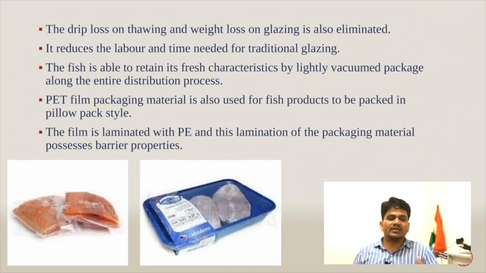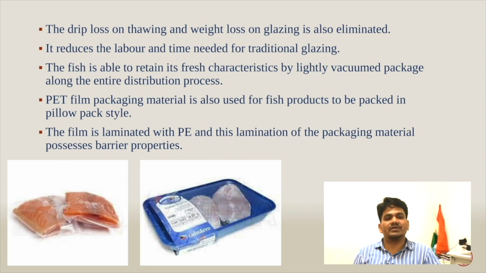We can see other different kinds of attributes which are related to food products when they are packaged in a particular packaging material and stored at low temperature. Like the drip loss on thawing and weight loss on glazing is also eliminated. It reduces the labor and time needed for traditional glazing. The fish is able to retain its fresh characteristics by light vacuum packaging along with the entire distribution process.